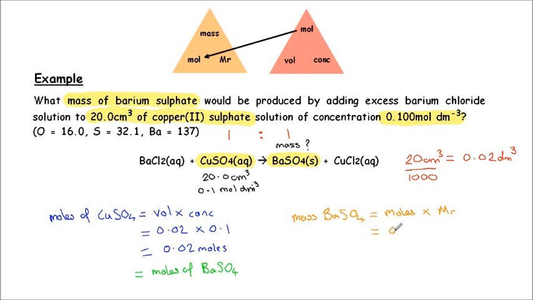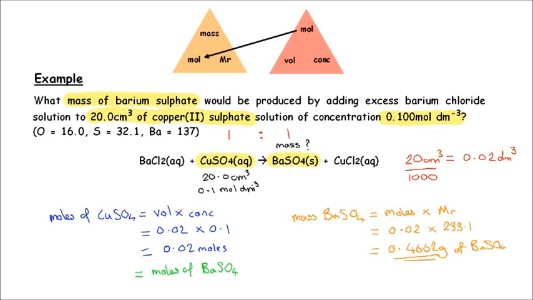We know that there's 0.02 moles because there's a ratio of 1 to 1 there. We can work out the formula mass of barium sulfate by using the information we're given, so 137, 32, and 16 for oxygen. So the relative formula mass for this is going to be 233.1 if you work it out. And then you times those out and you get 0.4662 grams of barium sulfate. So make sure now that you've got those units. Okay, it's in grams. So we've answered our question there. We've linked up the two triangles.